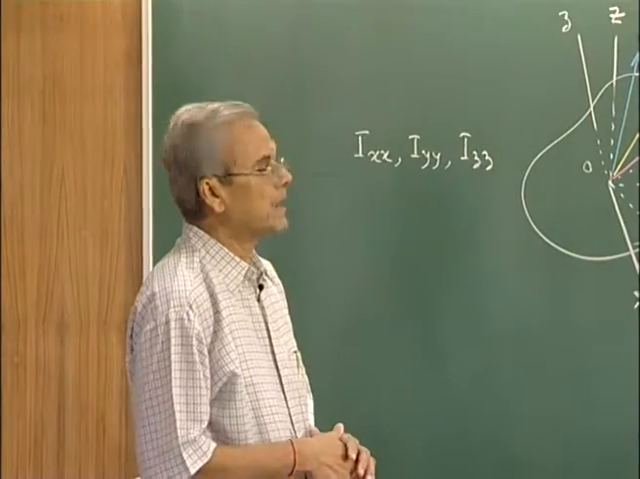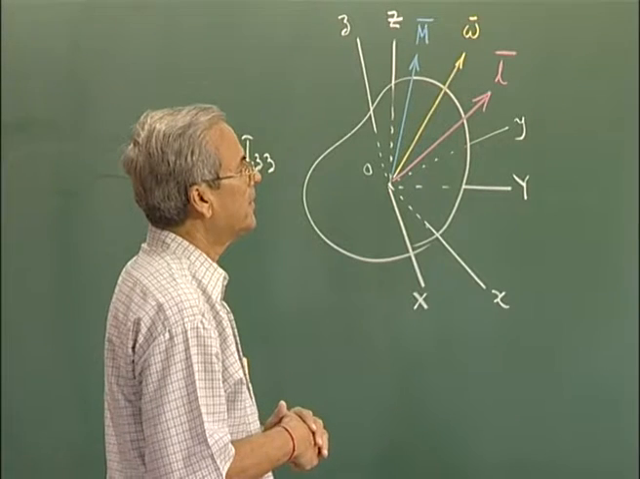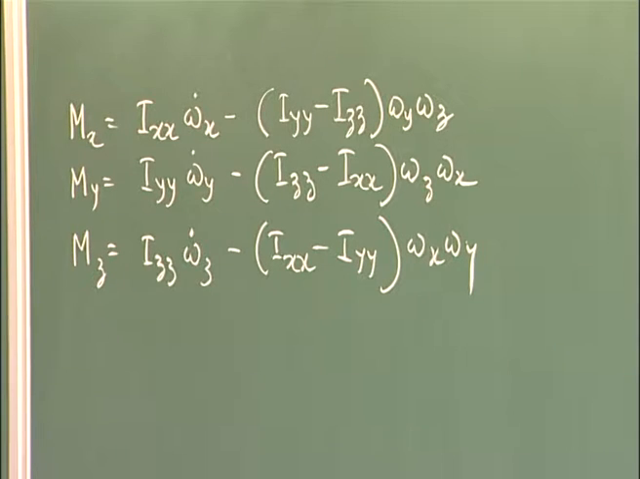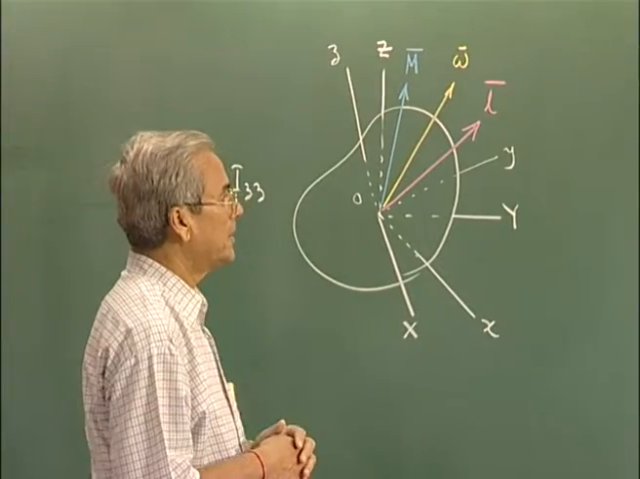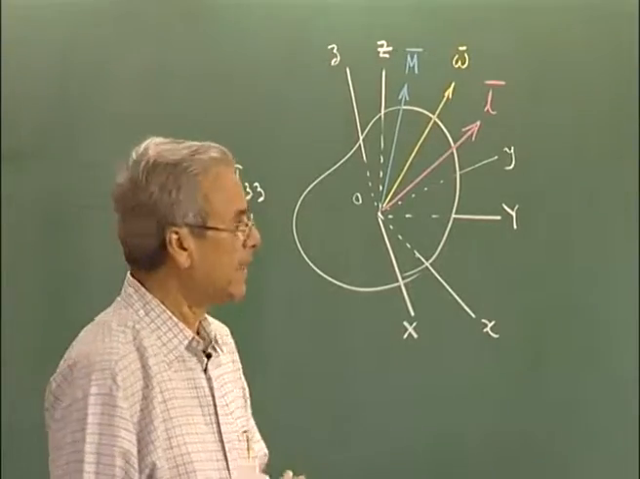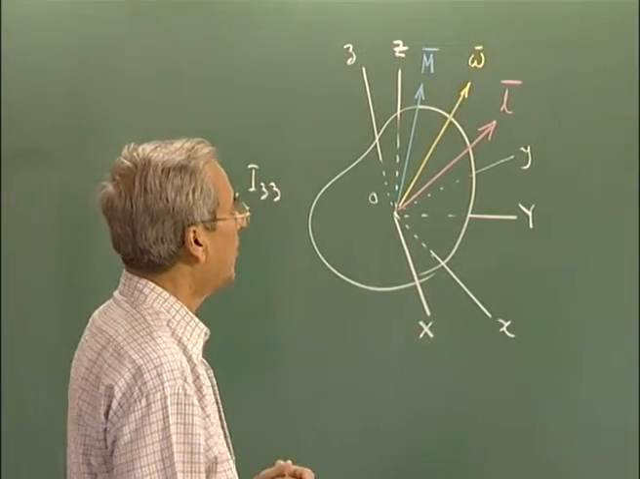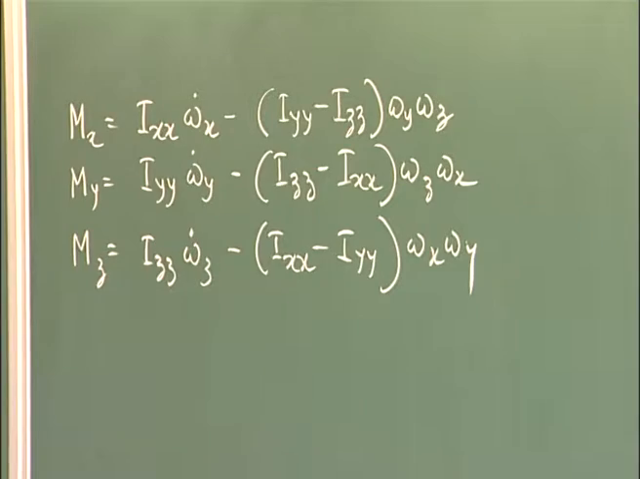where Mx, My, Mz are the three components of the externally applied moment on the body, omega x, omega y, omega z are the three components of the angular velocity, instantaneous angular velocity of the body, and x, y, z are along the principal axis of the rigid body and which are rigidly embedded in the body. What I mean to say is that the frame small x, y, z has the same angular velocity as the rigid body itself. We derived this equation for that.